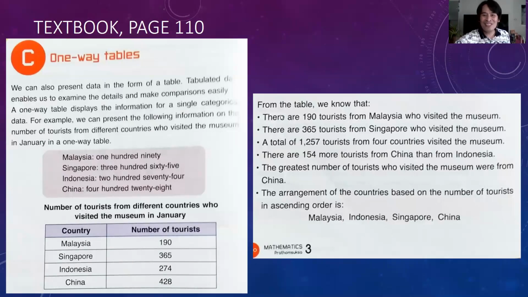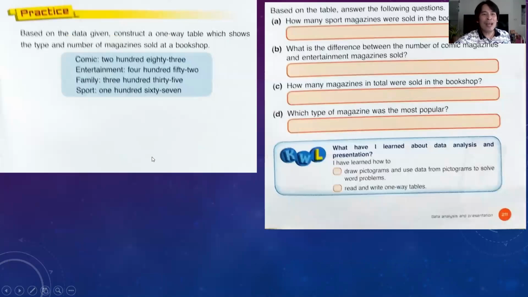Okay. Now let's go back to our lesson. Now on practice page 211, you have to draw. Get your pencils and draw. First, what should you do? You have to write the title, right? So what should be the title of this?